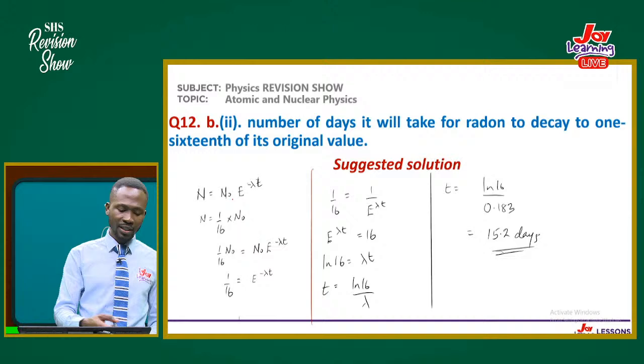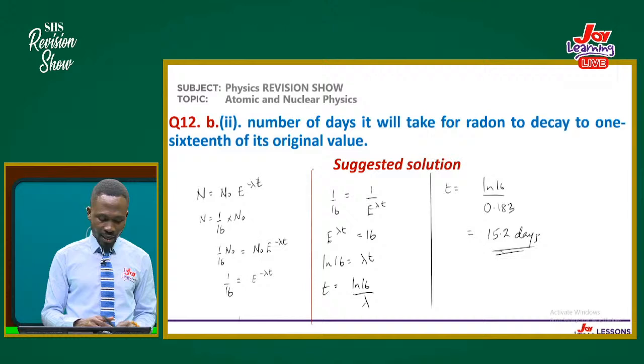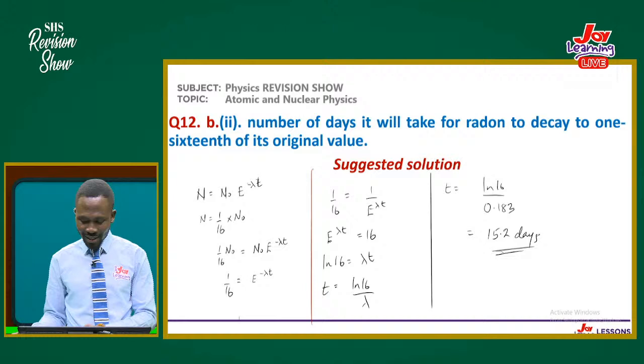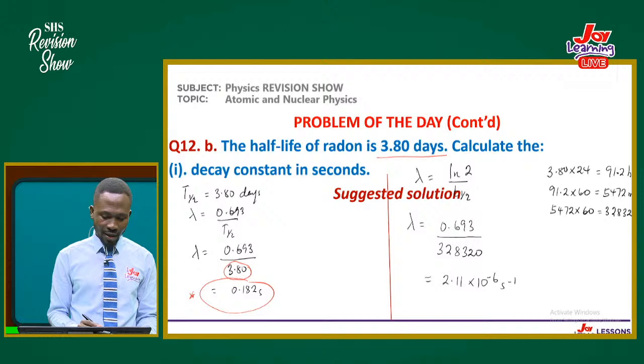Hello? Hello, sir. It's Joseph again. Yes, please. Okay, what do you have to tell us, Joseph? Welcome back. I was about to correct myself, the decay constant for the radon, but you've already done it, so I think that's correct. Okay, fine. Thank you very much. Thank you so much, Joseph.